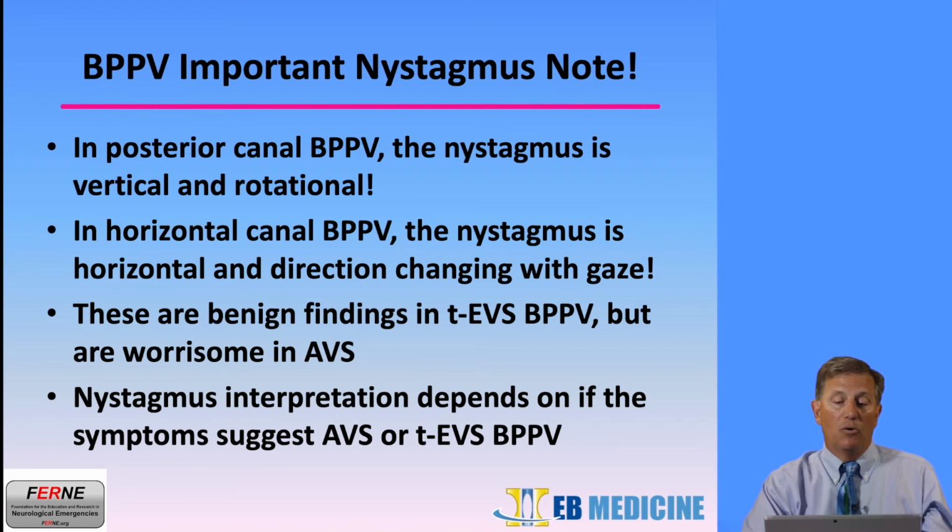In other words, in posterior canal BPPV, the nystagmus is vertical and/or rotational. In horizontal canal BPPV, the nystagmus is horizontal and direction changing with gaze, which we had said with acute vestibular syndrome is suggestive of central. In this case, it is not. These are benign findings in triggered EVS BPPV, but are worrisome in acute vestibular syndrome. So again, nystagmus interpretation depends on if the symptoms originally suggest acute vestibular syndrome or a triggered episodic vestibular syndrome, including BPPV.